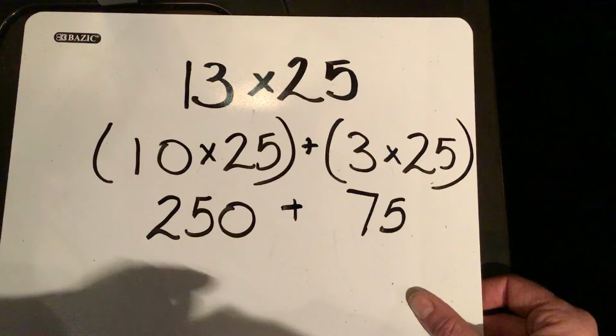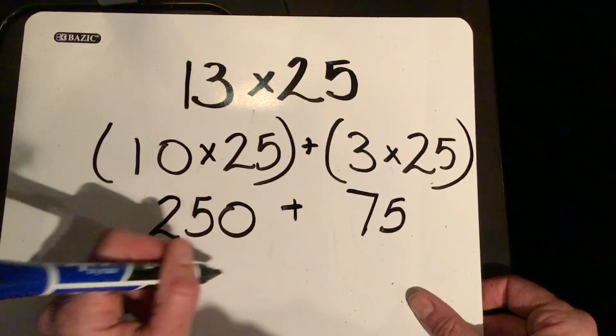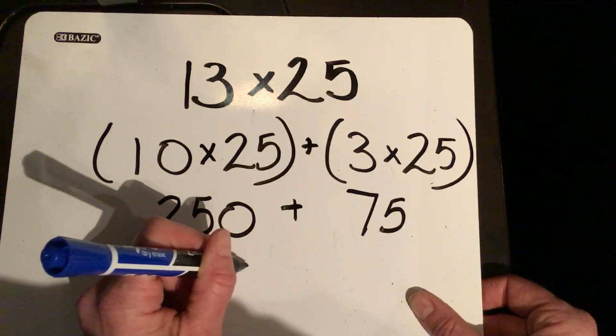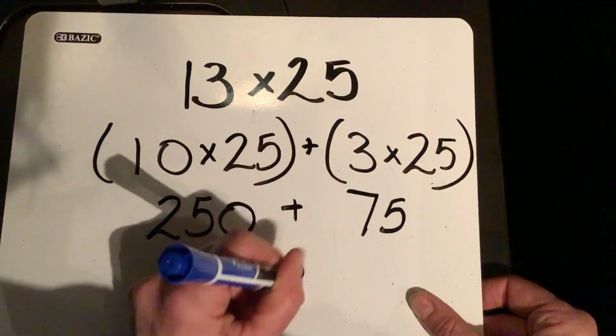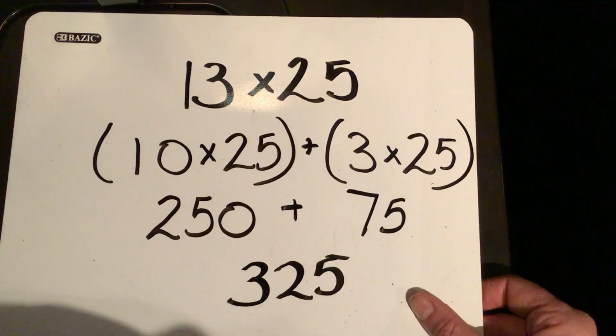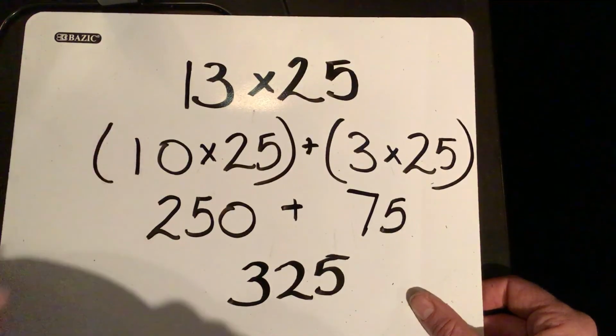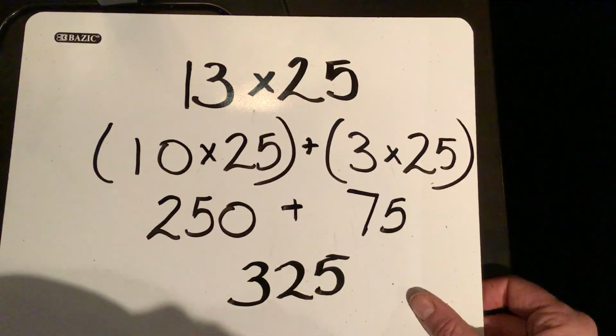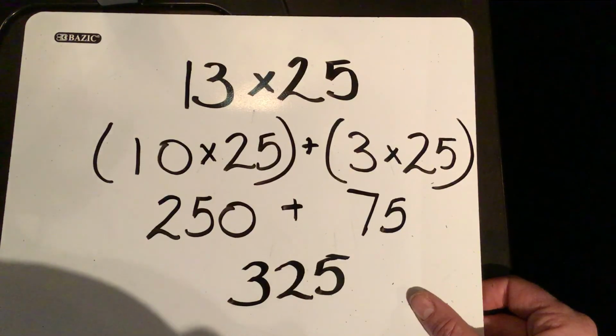And then I would get altogether, I would have, sorry, having a brain fart, 325. So that's the split strategy. You use 2 different ways with a 2-digit by a 1-digit, and then this one, a 2-digit by a 2-digit. I hope this helps.